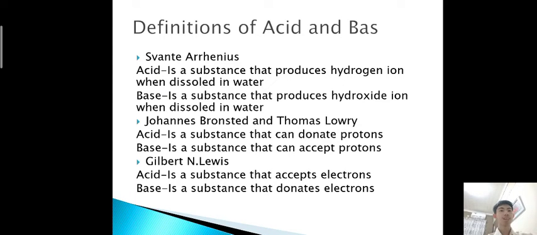The second one is Johannes Bronsted and Thomas Lowry. According to them, acid is a substance that can donate protons, while base is a substance that can accept protons. The third one is Gilbert N. Lewis. According to him, acid is a substance that accepts electrons, while base is a substance that donates electrons.